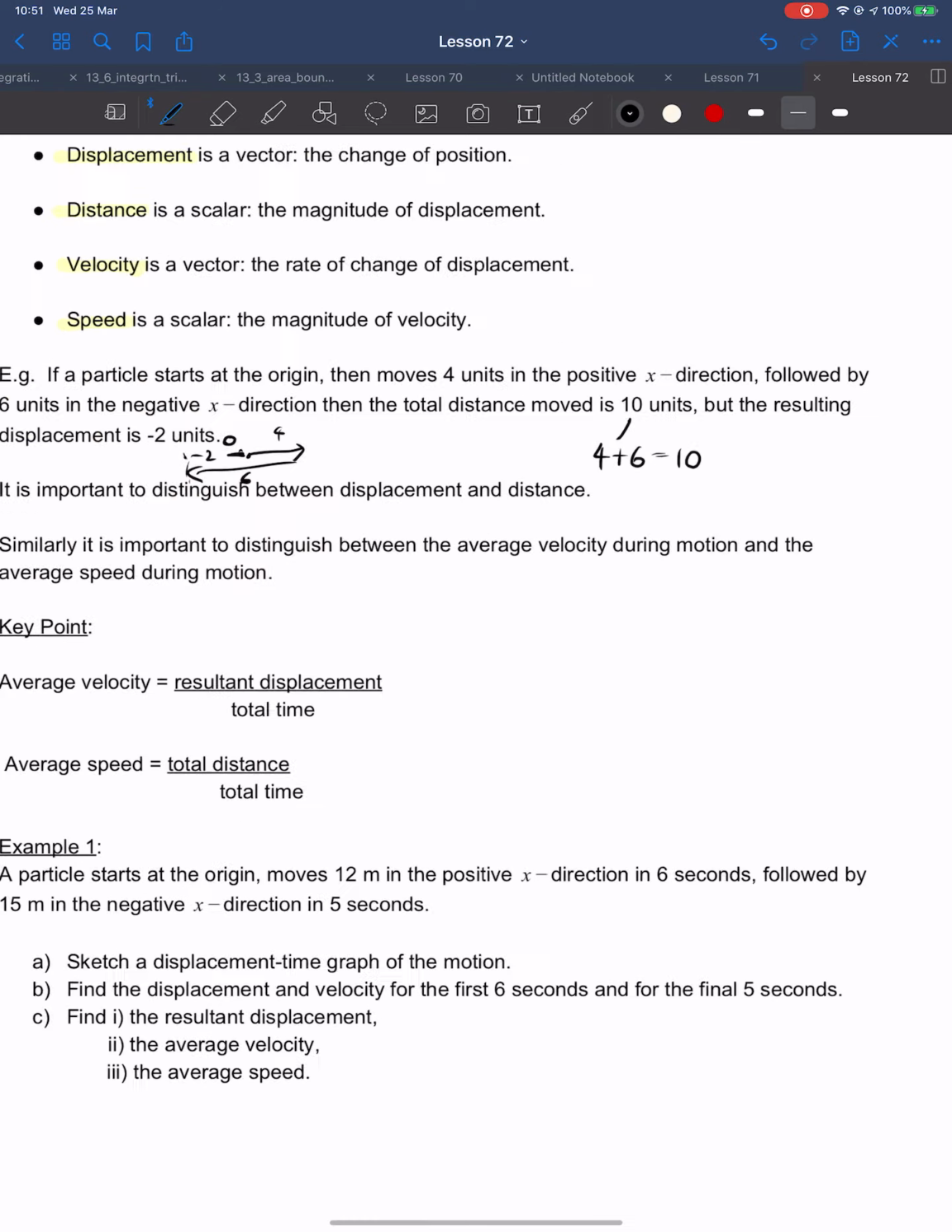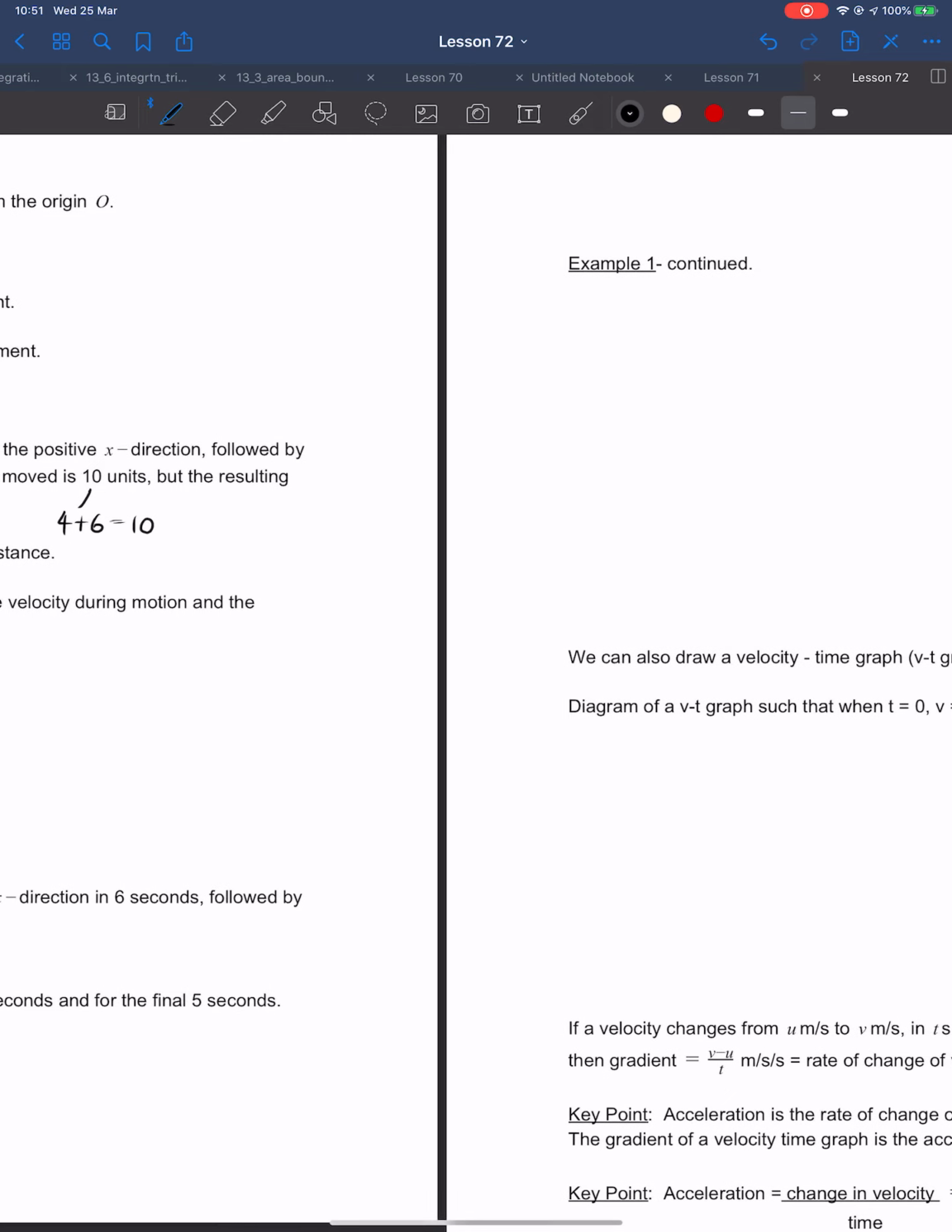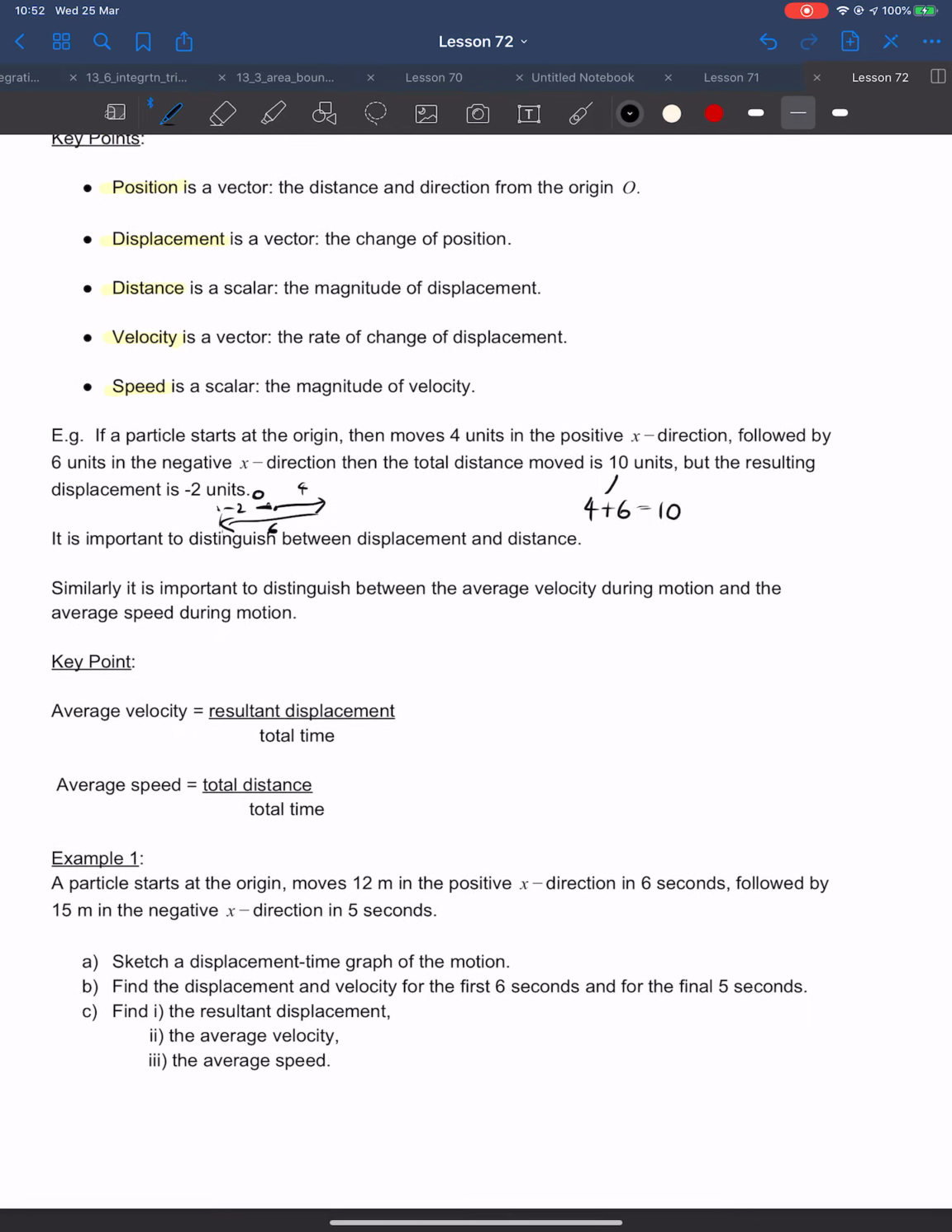Right, example 1. A particle starts at the origin, moves 12 metres in the positive x direction for 6 seconds, followed by 15 metres in the negative x direction for 5 seconds. Sketch a displacement time graph. Find the displacement and velocity for the first 6 seconds and the final 5 seconds. Find the resultant displacement, the average velocity and the average speed.